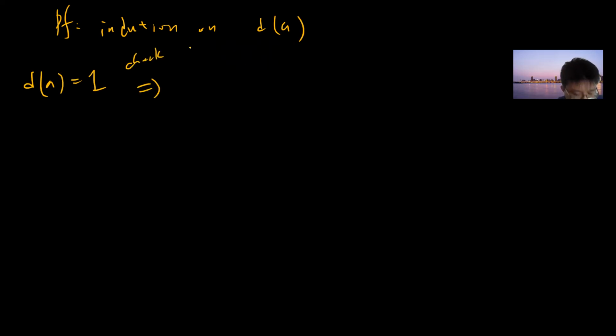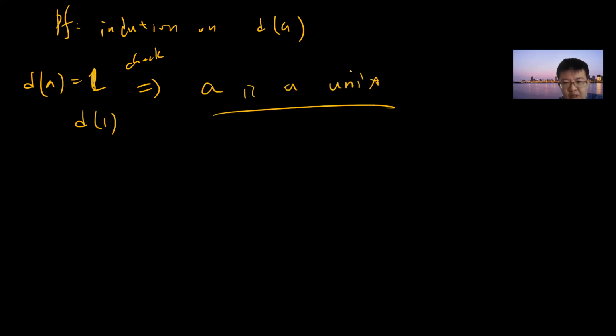Let's do induction on D of A. So suppose in your ring, D of A is equal to D of 1. Then you can check, and this is an exercise for you, that if D of A is the same as D of 1, then A must be a unit. Okay, this is easy to check.